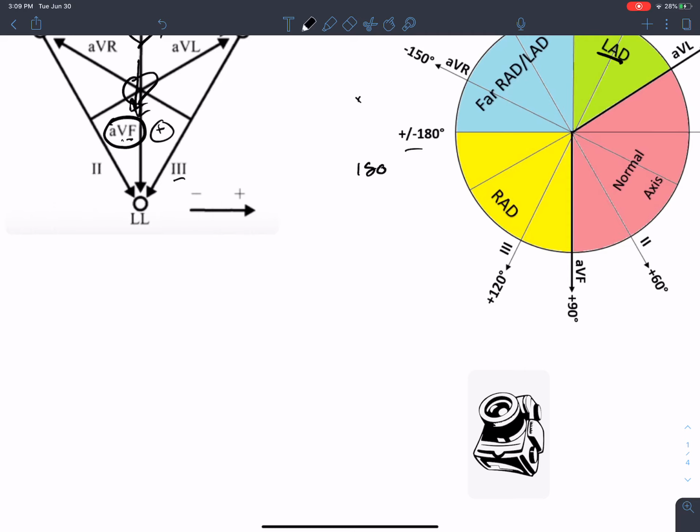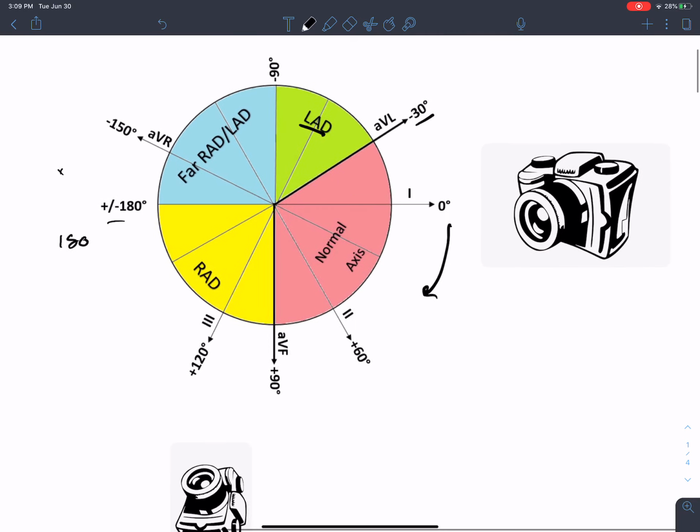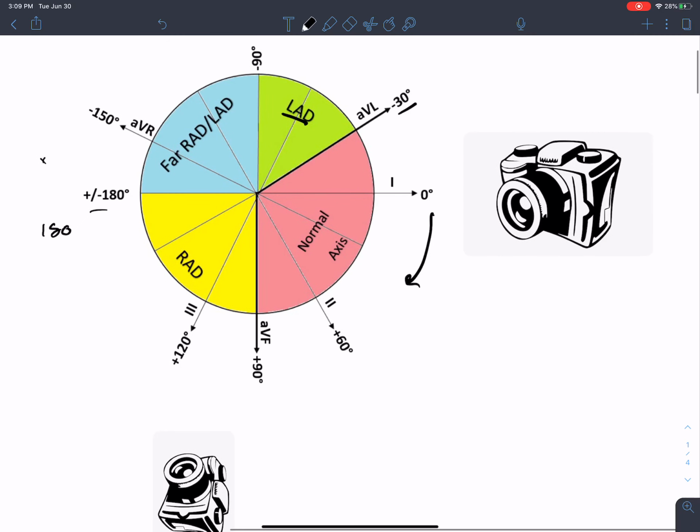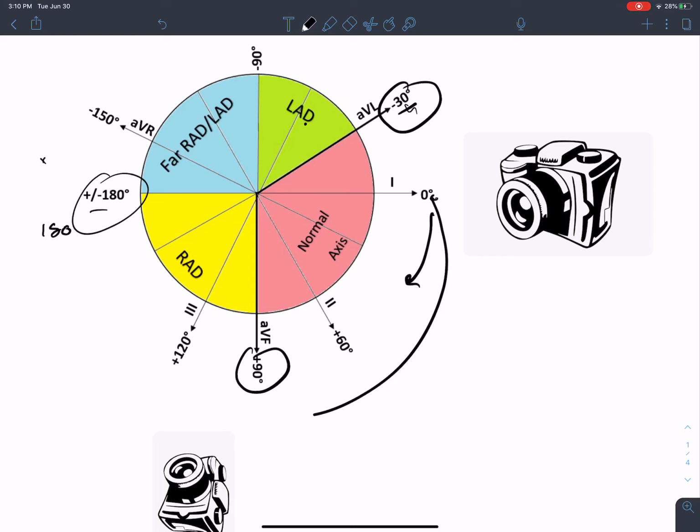What does this mean with axis deviation, and what the hell is this dude talking about? Fear not. So right here is a great diagram. It's worth memorizing a lot of these numbers on here. The numbers that you should memorize are the -30 to the +90. These are positive ranges. These are your normal axis ranges. The 180 kind of makes sense because we're going from 0 to 180, positive, negative, and this side's your negative.